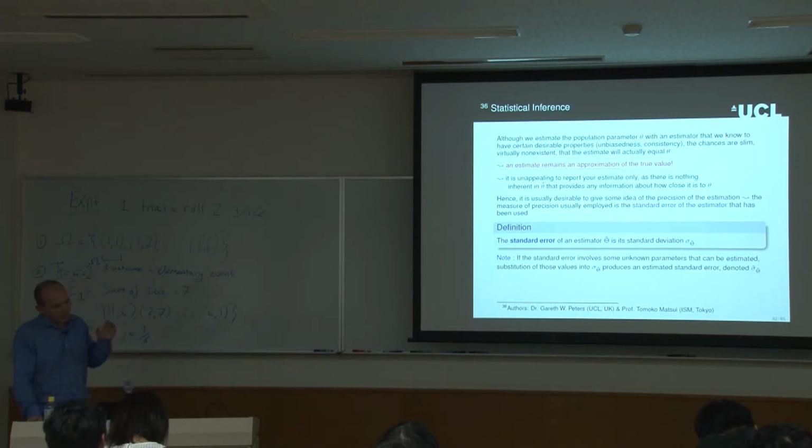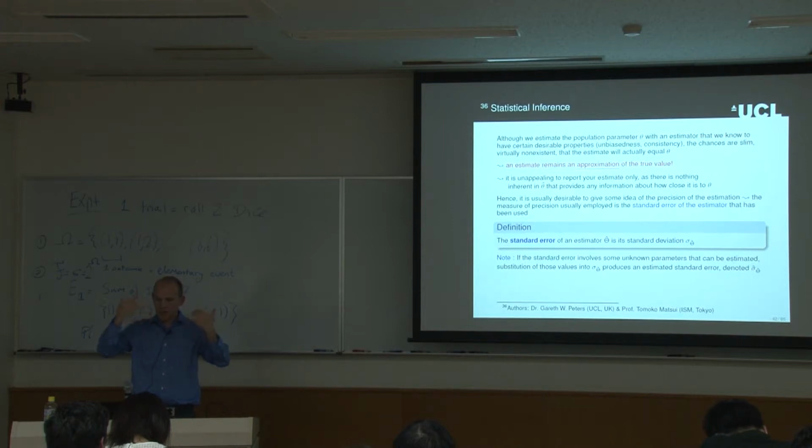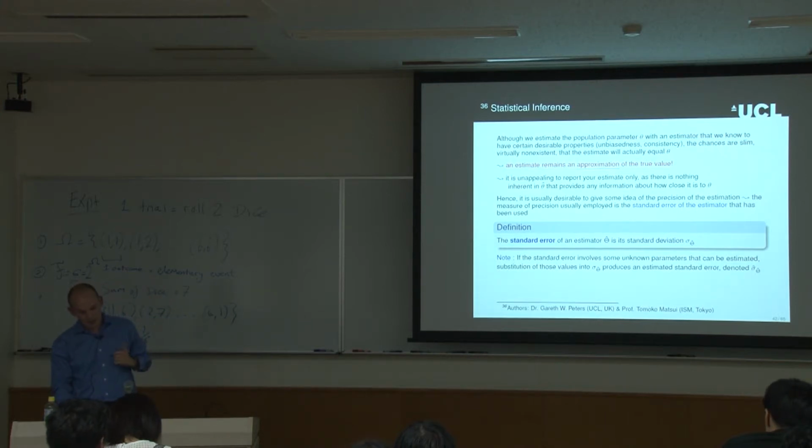Before we get to that, we need to understand standard errors. We want to give an idea of how precise our estimate is. We use the standard error of the estimator, where the standard error is just the standard deviation of the estimator. Of course, in most situations, the standard error is going to be an estimated standard error, because if the standard error involves some unknown parameters, you have to approximate those parameters to work it out. So you end up with an estimated standard error. You have this notation, sigma hat subscript theta hat.